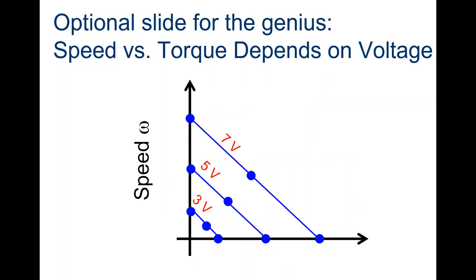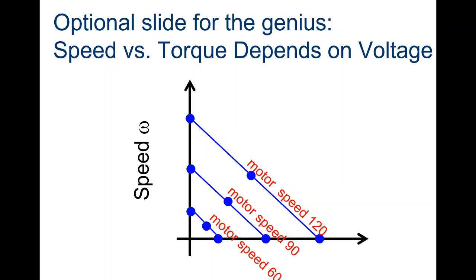So, an optional slide for the genius: speed versus torque depends on voltage. So we have 7 volts, 5 volts, and 3 volts. And remember, in electrical circuits, voltage is our force or our pusher. So obviously the more voltage you have here, the more force you have. So 7 volts is going to have more output, speed, and torque than 5 volts, and 5 volts will have more output, speed, and torque than 3 volts. And we see motor speeds here of 120, 90, and then 60 on those three at 7, 5, and 3 volts.